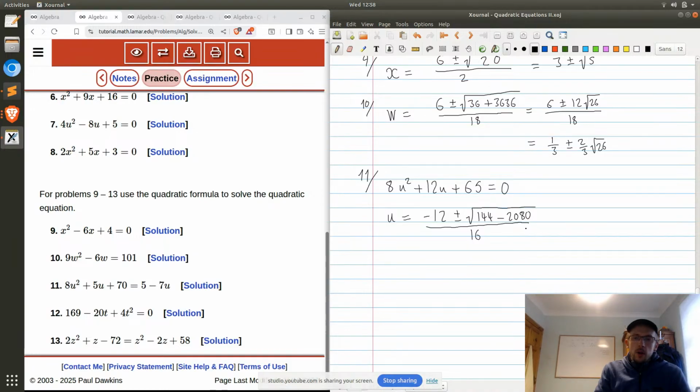But hold on, 144 minus 2080, that's negative. Yes, it is. So what is it though? Calculate. All right. 1936. Negative 1936. Now I recognize that that is a square number, is it not? It is, isn't it? What is it the square of though? The answer is 44. So it's going to be minus 12 plus or minus 44i all over 16. And clean that up. Minus 3/4 plus or minus 11 over 4 i.